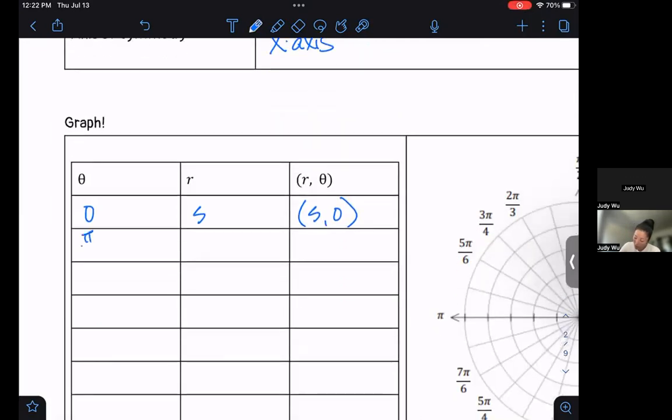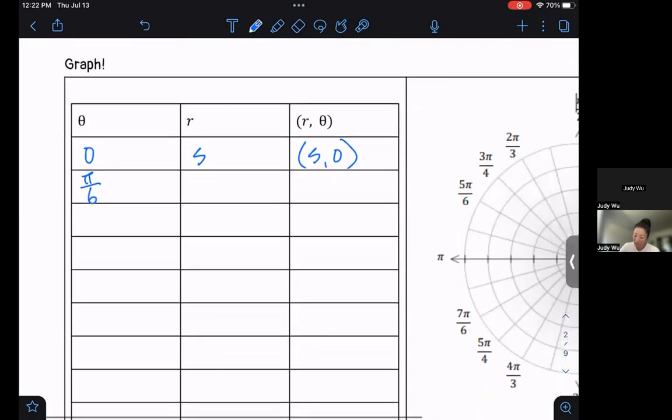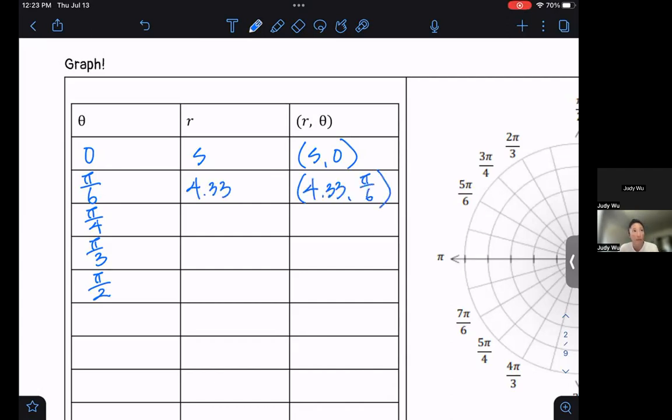And I'm going to do the same thing over here, pi over 6, pi over 4, pi over 3, and pi over 2. So I'm going to pick the nice values on the first quadrant of the unit circle, okay? And now if I put those values into the equation, 5 cosine of pi over 6 is going to give us about 4.33. So we know 4.33 comma pi over 6 is a point.